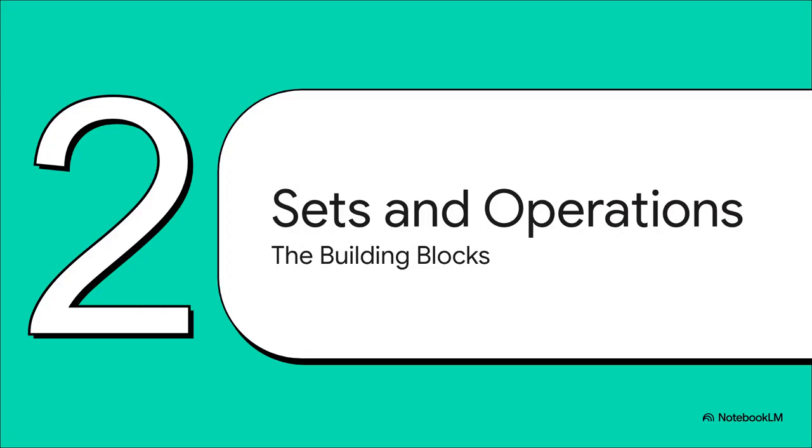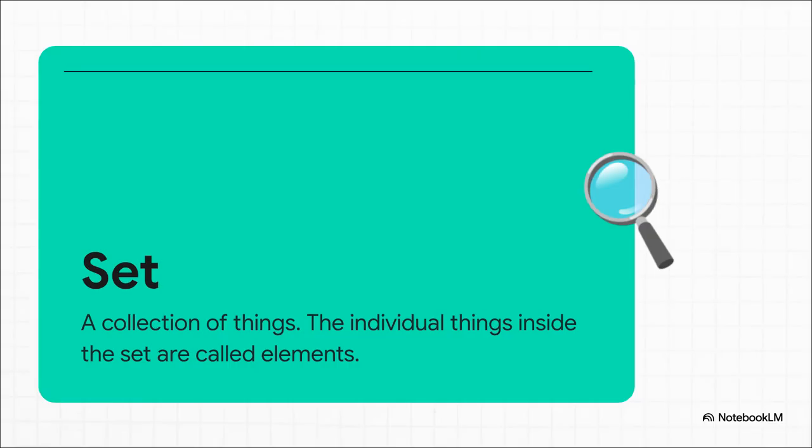Okay, so to build on this, we're going to need two key ingredients. In the math world, they're called a set and an operation. Let's start with a set. And hey, don't let the technical term throw you. A set is literally just a collection of things. That's it. And the things inside the collection, we just call those elements.